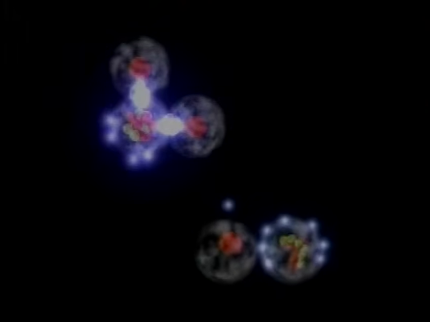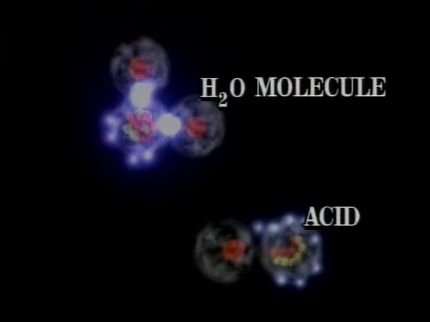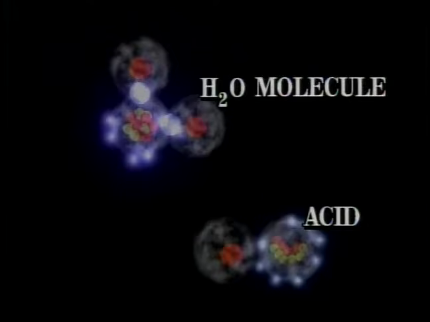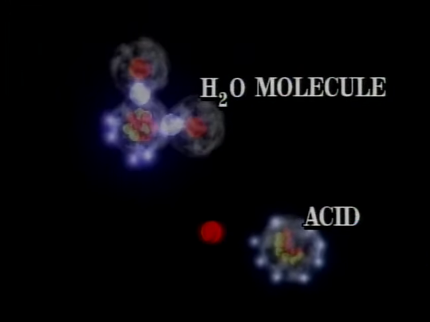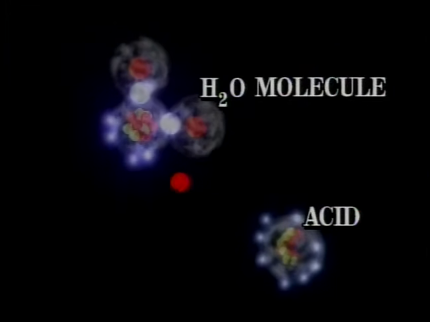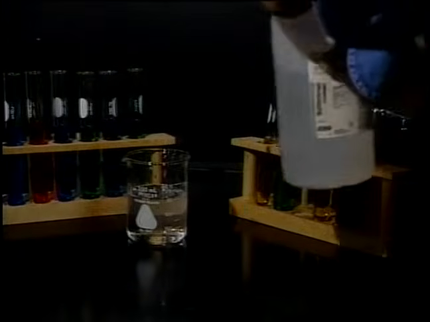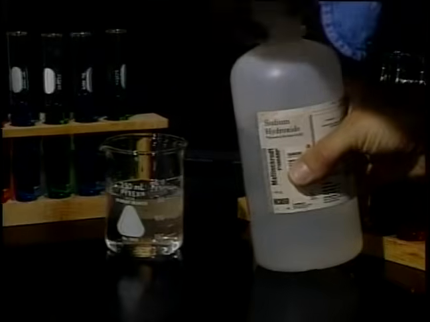compounds. All acids contain a hydrogen atom, which is stripped of its proton when the acid is placed in solution with water. The protons given up by the acid combine with water molecules to form positive hydronium ions. All bases contain negatively charged hydroxide ions.